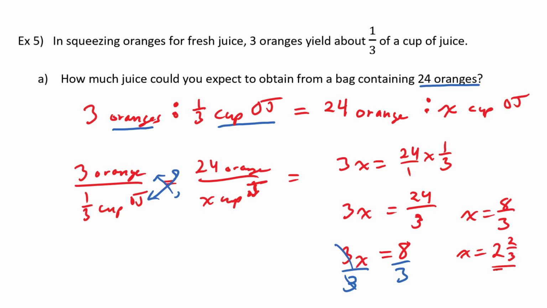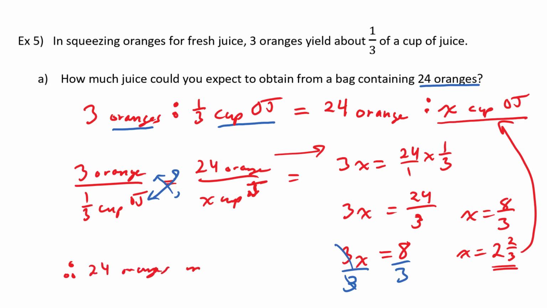Now, what are our units on this? Notice I remove the units when I switch from here to here just to try and save space. What I can do is take this and look up here. X is the number of cups of orange juice. So therefore, 24 oranges make 2 2/3 cups of orange juice.